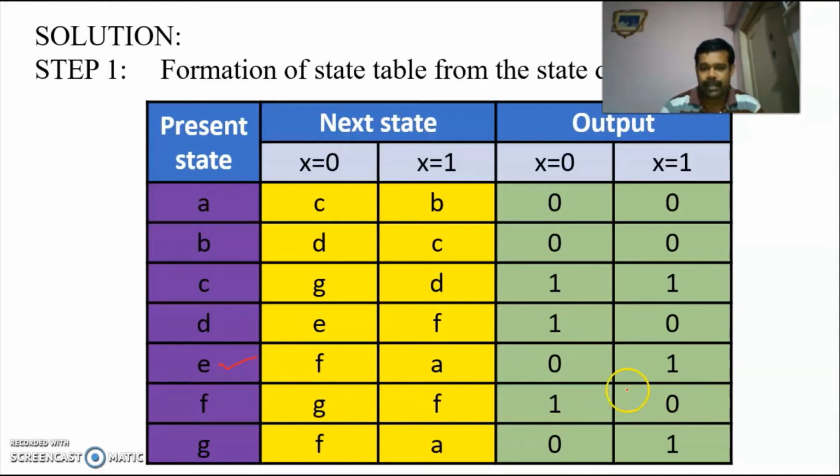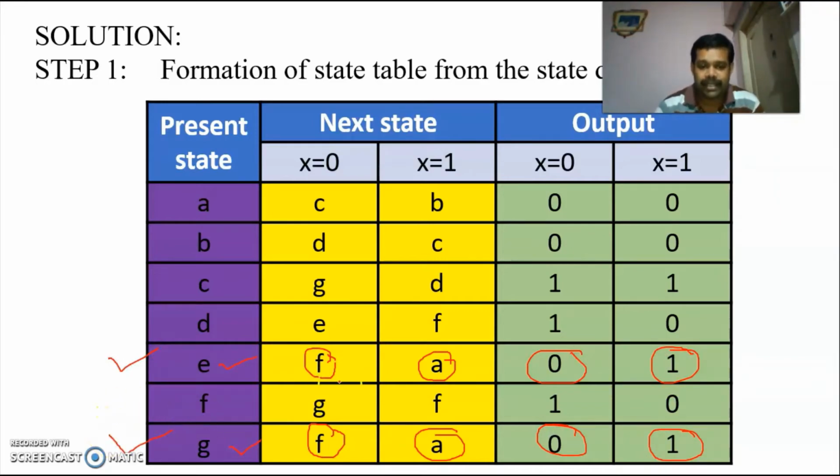It is not possible. Then I am comparing E and G. Here you are having F, here you are having F, here you are having A, here you are having A. Here you are having 0, here you are having 0, here you are having 1 and here you are having 1. So E and G are equivalent.